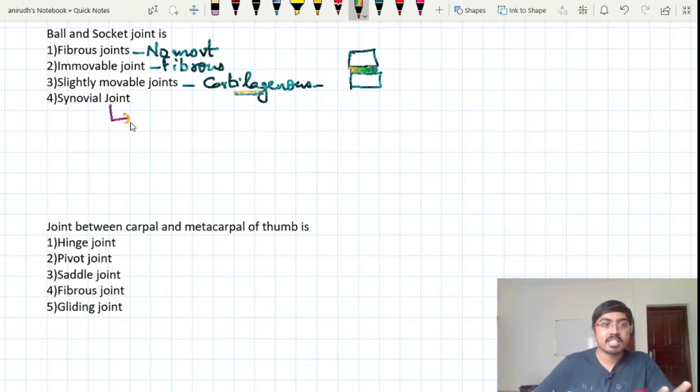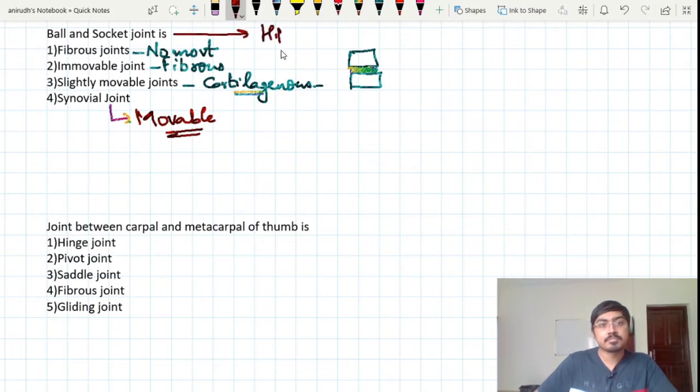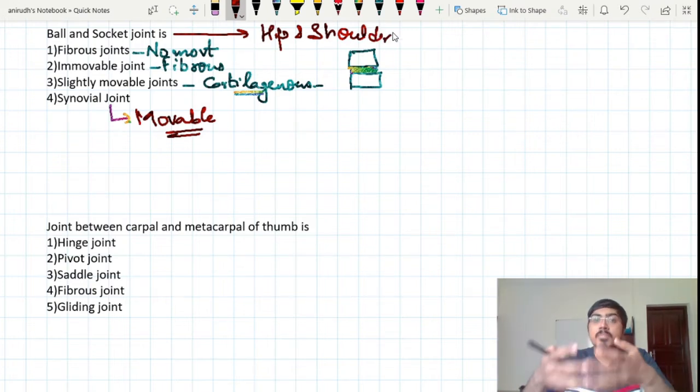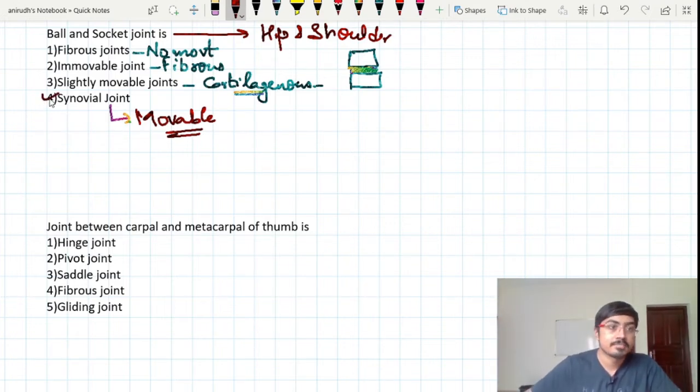Now, synovial joints are actually very much movable. Examples of ball and socket joint are the hip joint and shoulder joint. Hip joint and shoulder joints are very much movable. There is mobility which is possible. I can move my shoulder joint, I can move my hip joints. So these are synovial joints. And you know, you have a list of synovial joints.